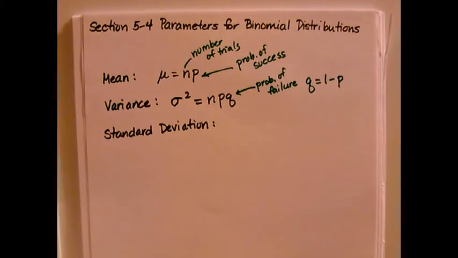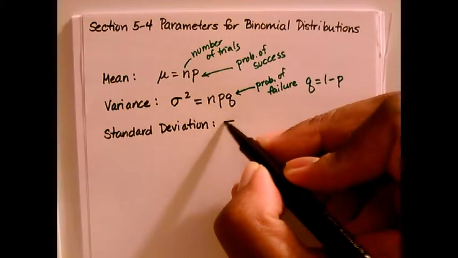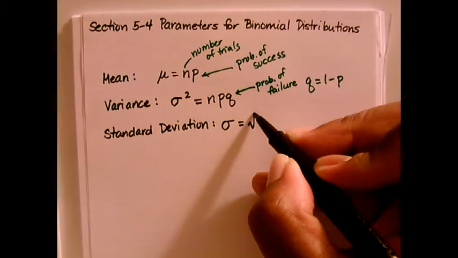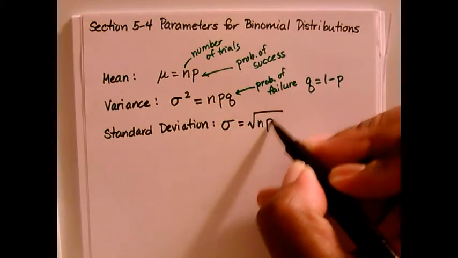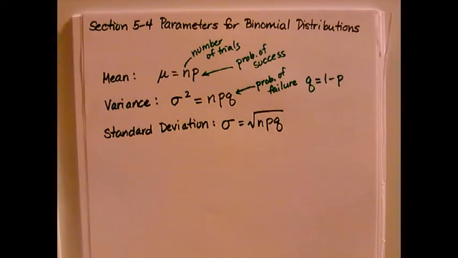And once you know the variance, the standard deviation is quite simple, because that's simply taking the square root of the variance. So sigma is equal to the square root of n times p times q. Okay, so those are your parameters for a binomial probability distribution.